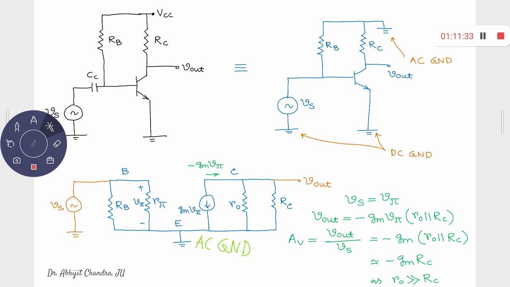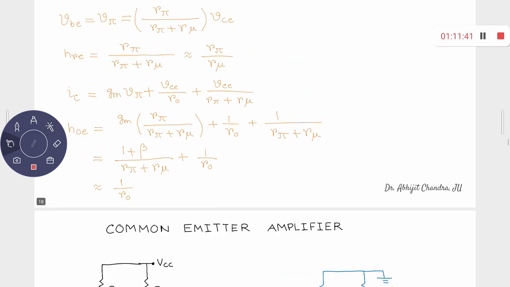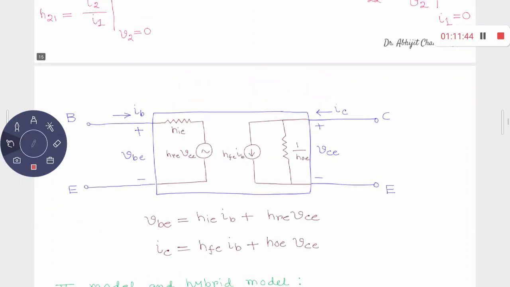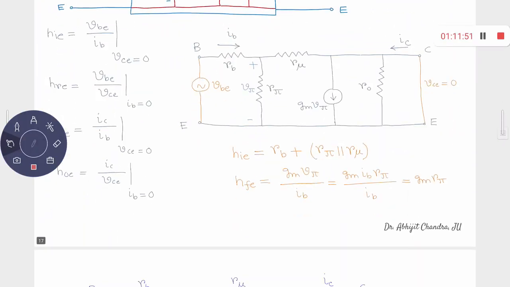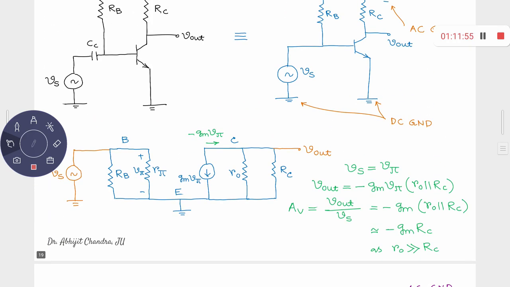Now say for example, today with gm, how much gm did we start with? We started today with a gm value equal to say 20 milli Siemens. And let's assume that your RC value is, suppose, RC is equal to say 5 kilo ohms. RC is equal to 5 kilo, gm is equal to 20 milli. Then what about the gain? Milli into kilo is unity, 20 into 5, 100. So okay, 100 gain is fine.